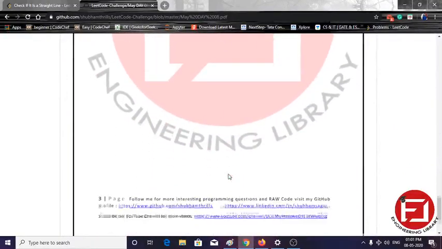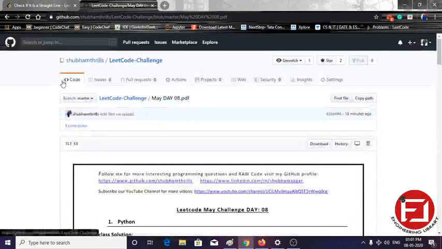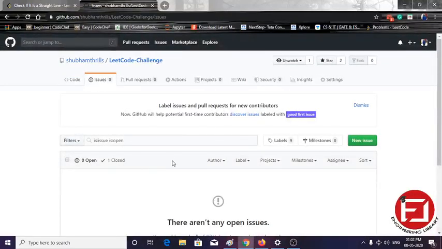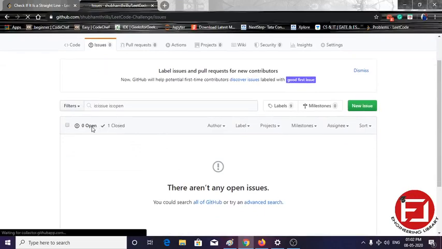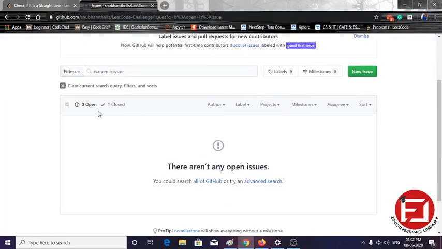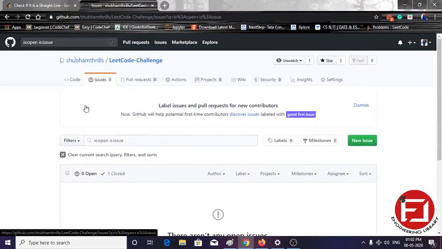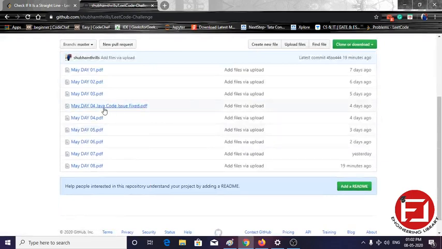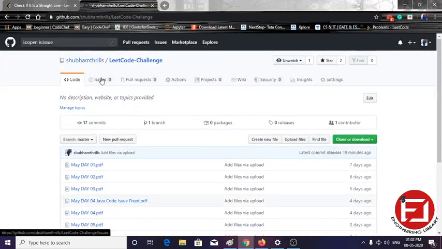If you find any error, you can raise an issue simply from here. In the past, one Java code had an error in the increment. Someone raised the issue, and I corrected the code. I uploaded day 4, and after that the day 4 Java code issue was fixed. So you can simply raise an issue here, and I will definitely solve it.